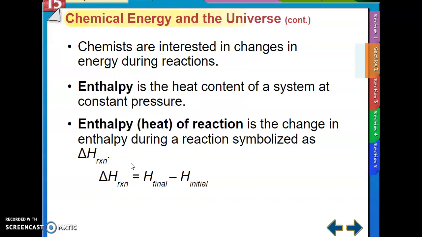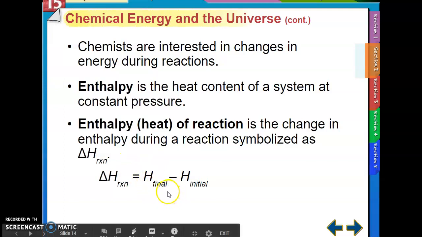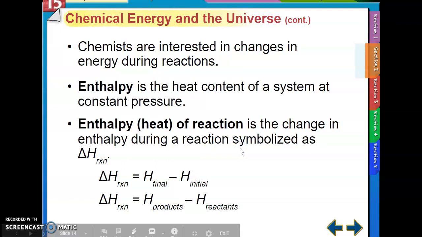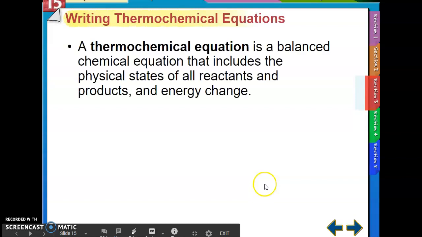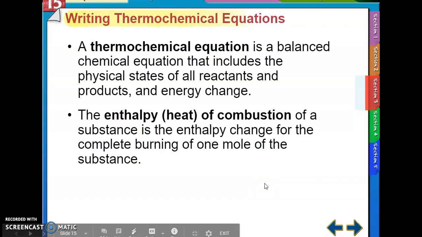Now, to find the enthalpy of the reaction, we take the final amount of heat and subtract the initial amount of heat from it. Another way we can do this is by taking our products minus the reactants. So the amount of heat or energy from the products minus the enthalpy of the reactants.